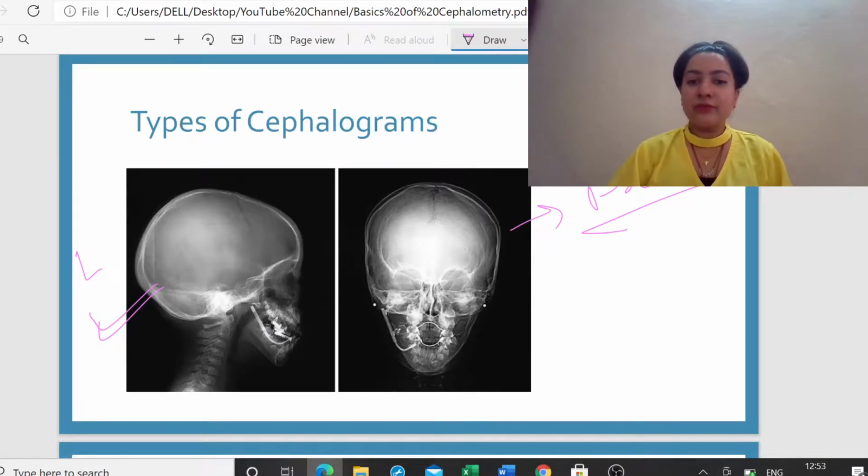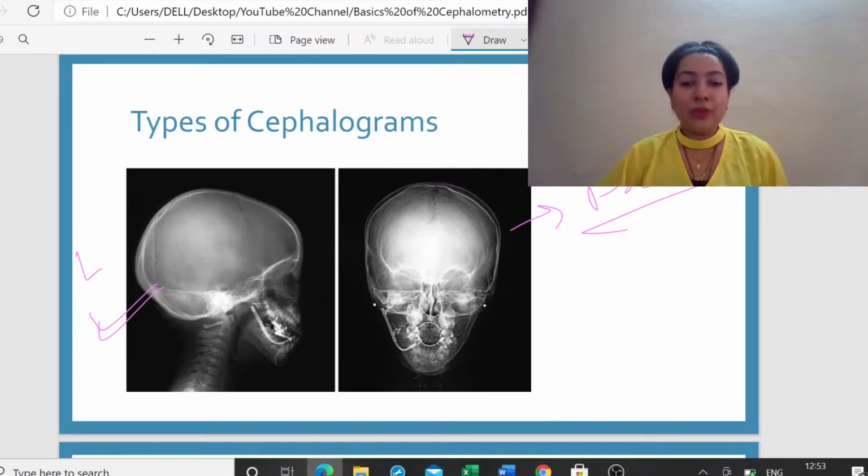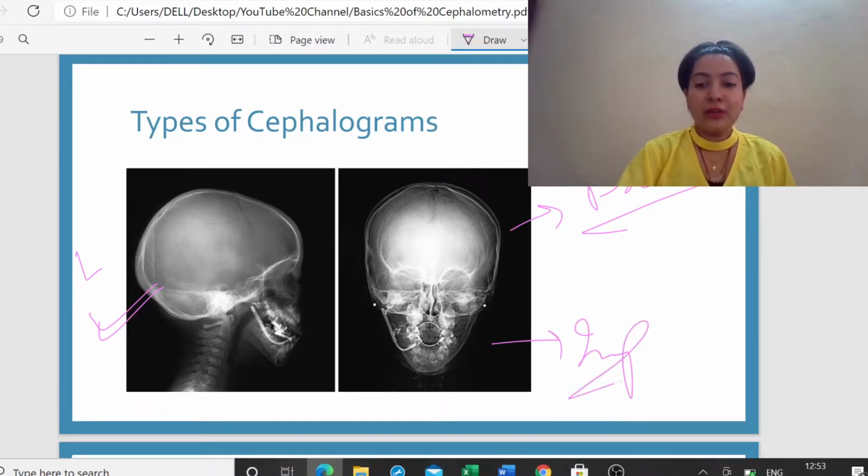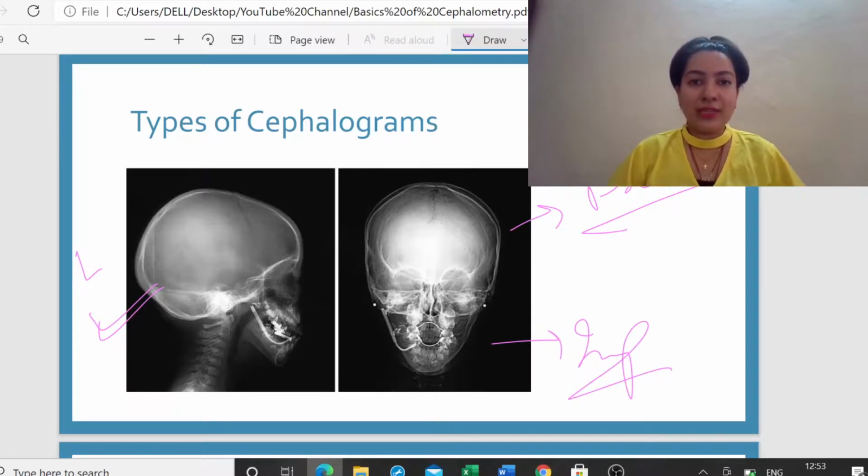The next thing which is seen here is a frontal cephalogram. Frontal cephalogram is something which is not always taken in all the patients. There are certain criteria where we need to take frontal cephalogram. For example, if there is a patient of asymmetry and if we want to assess facial asymmetry, in those cases a frontal cephalogram is of primary importance. Okay, so you should know how the cephalograms look.